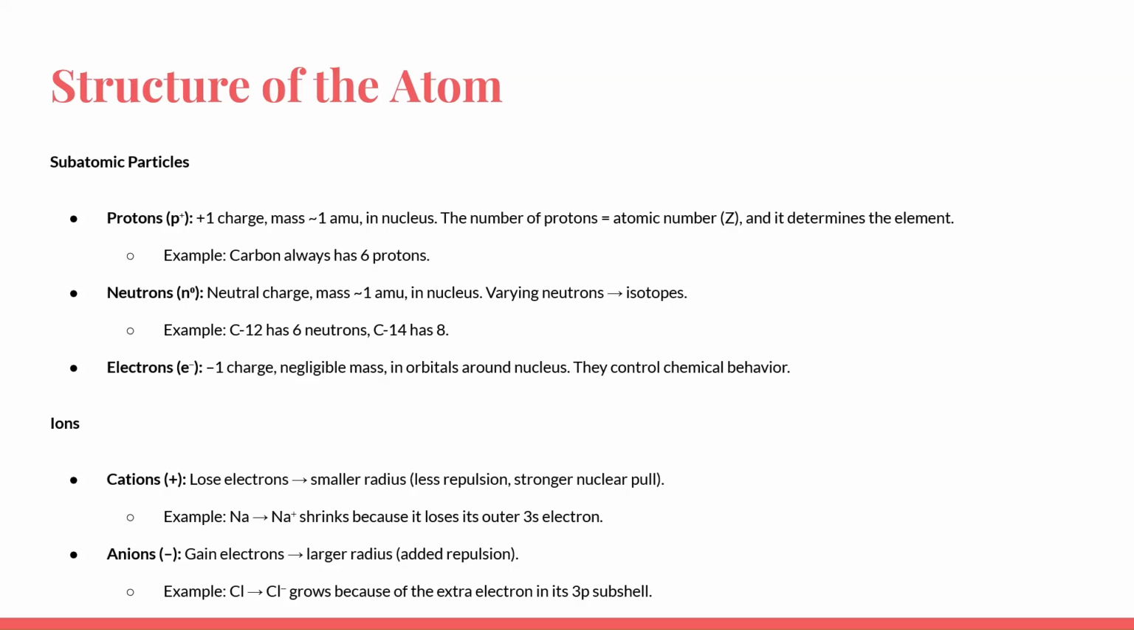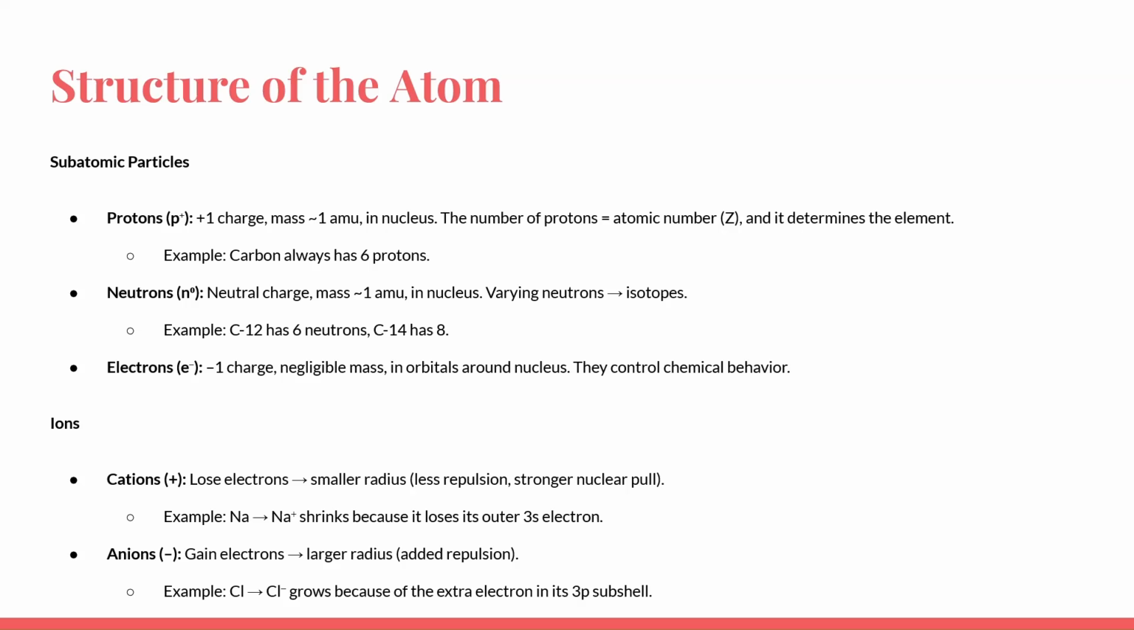And then we have ions. We have cations, which lose electrons, which means smaller radius and less repulsion, stronger nuclear pull. So if you think about it, if you lose an electron, the other electrons are gonna kind of huddle in closer towards the middle, and so therefore the nucleus will have a stronger pull on them. Example, Na to Na plus shrinks because it loses an outer 3s electron. So because it's losing an electron, there's less repulsion between the electrons, and so it kind of shrinks in towards the middle.